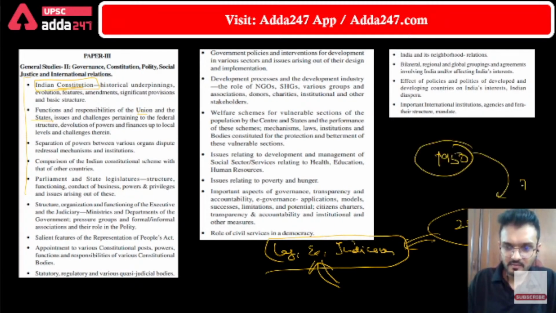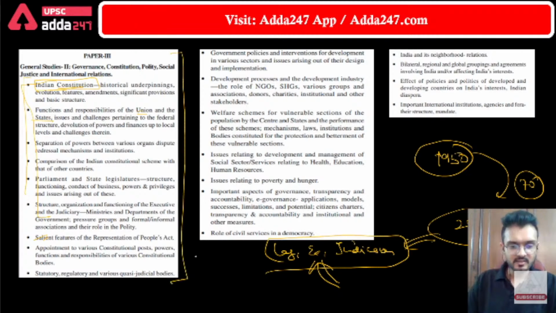After 70 years of the Constitution, how we are applying it and how it is working, all such things we will see in paper 2. After that we will see the election process, the powers of the different constitutional bodies, and the number of statutory, regulatory and quasi-judicial bodies. So basically it is regarding government and governance.